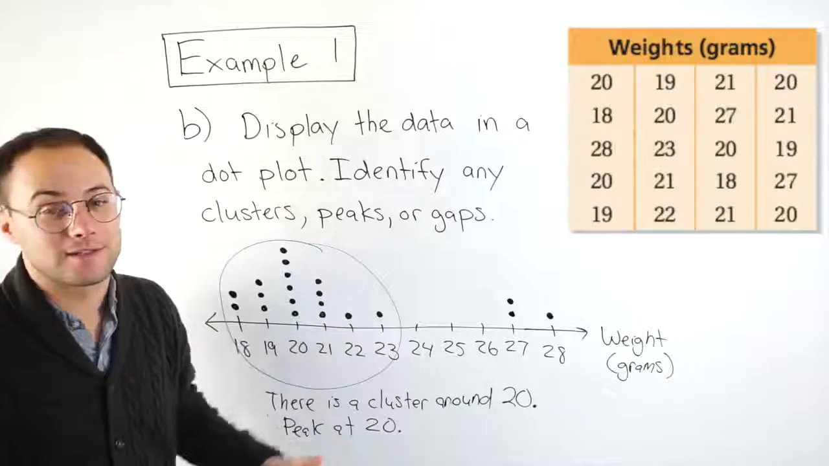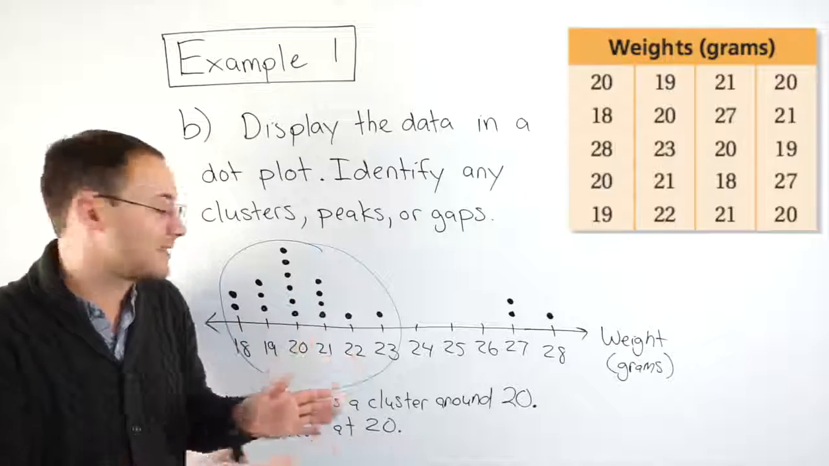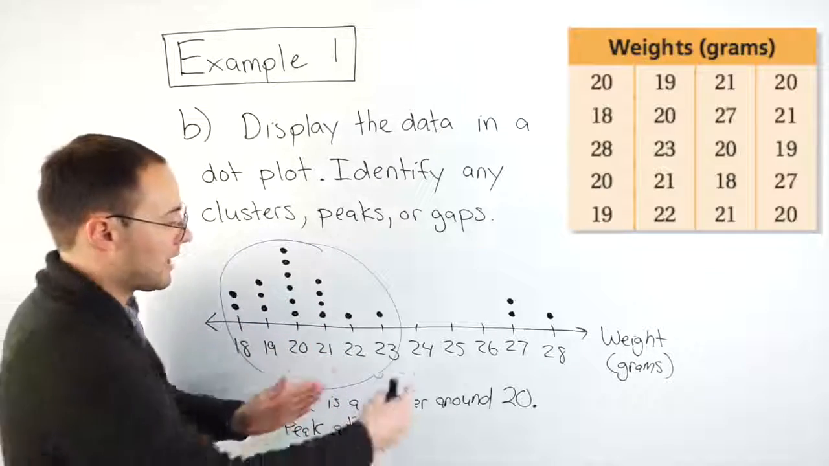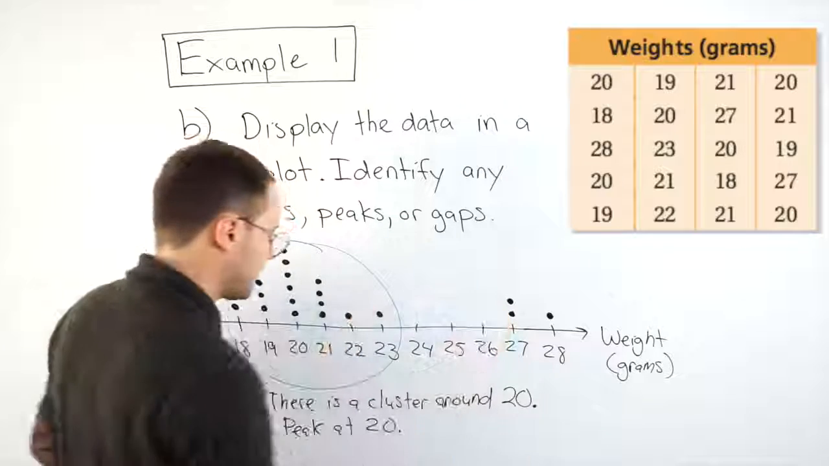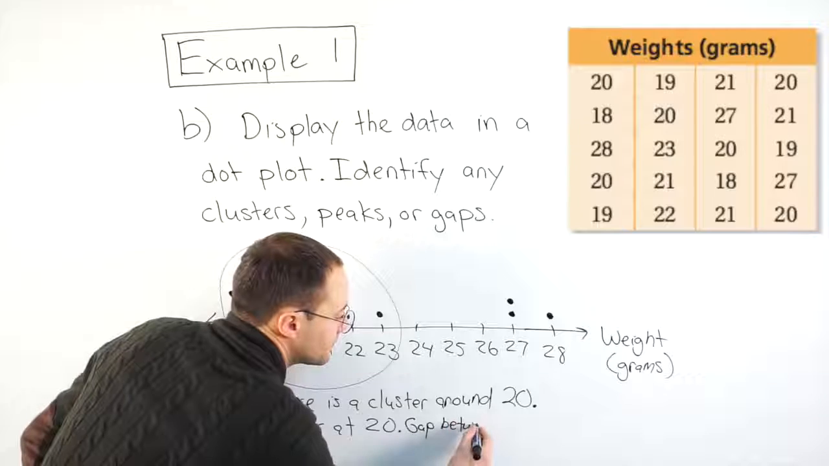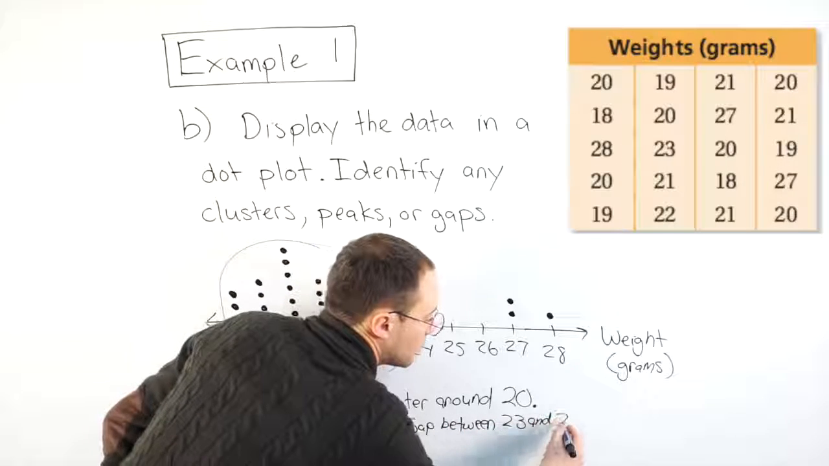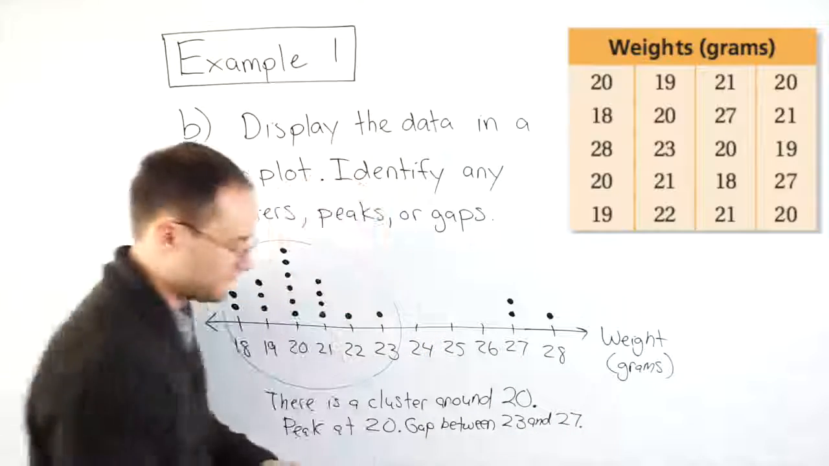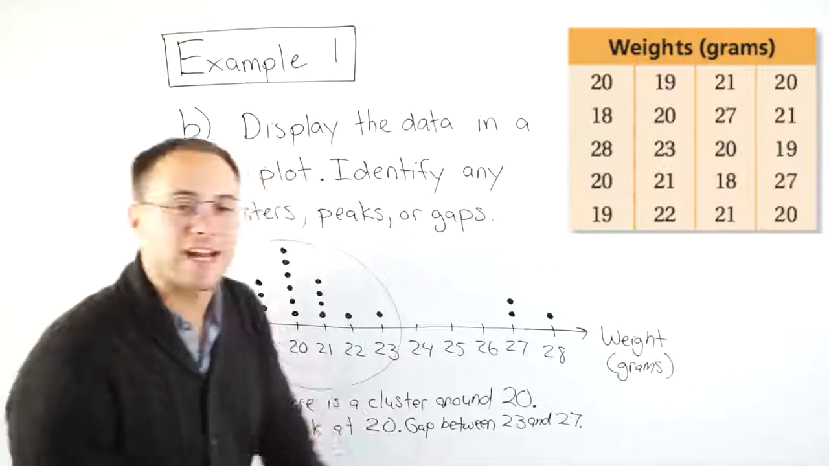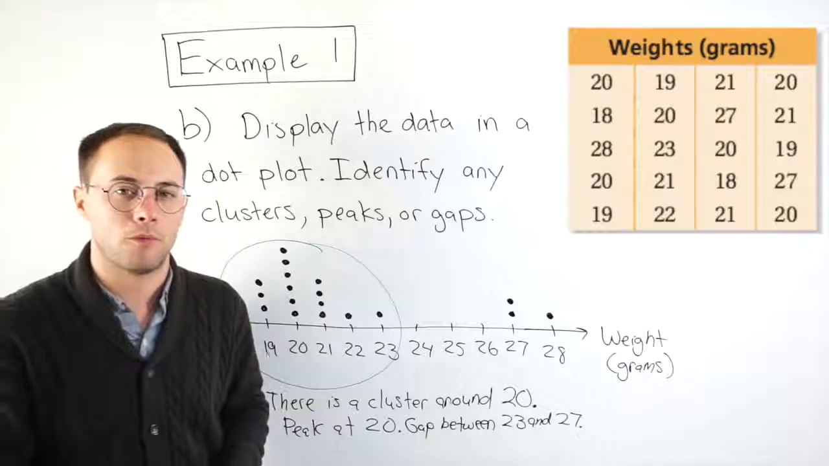And finally, gaps. Hopefully that's obvious. Again, what that is, where there's spaces in between the data values, and that obviously is right here. So there is a gap between 23 and 27. Okay. So that's just kind of helping to explain our data a little bit more.